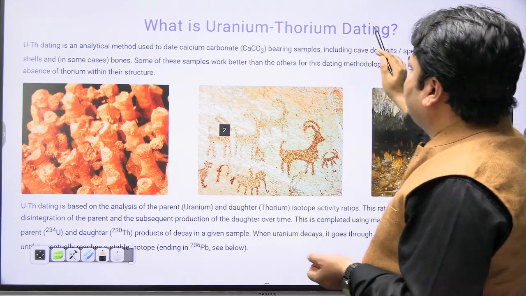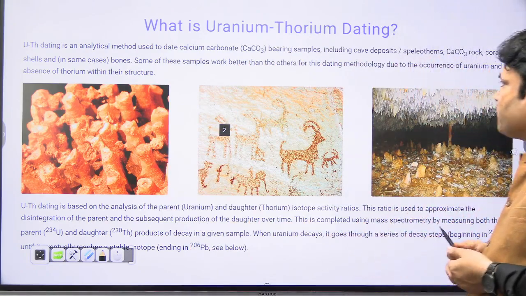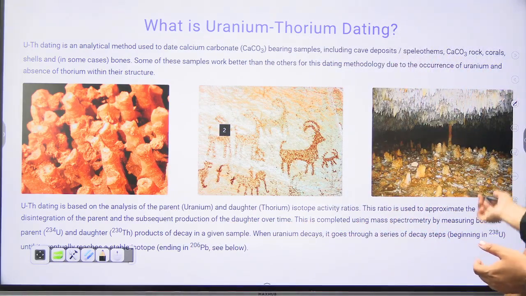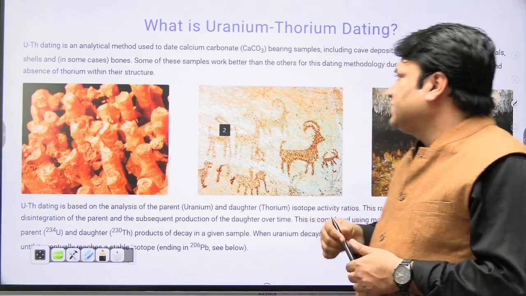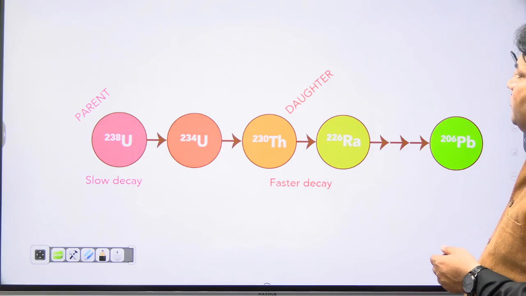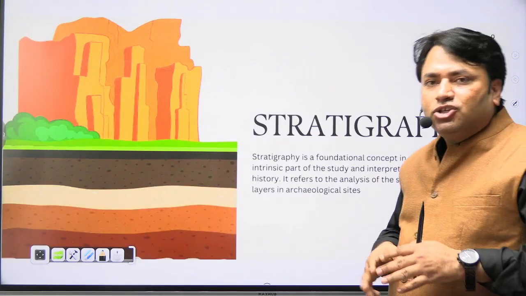Okay, now this is uranium thorium dating. This method is also used. Again here you can say that rock structures, the paintings, all this can be studied with the help of this uranium thorium dating. This method is used.